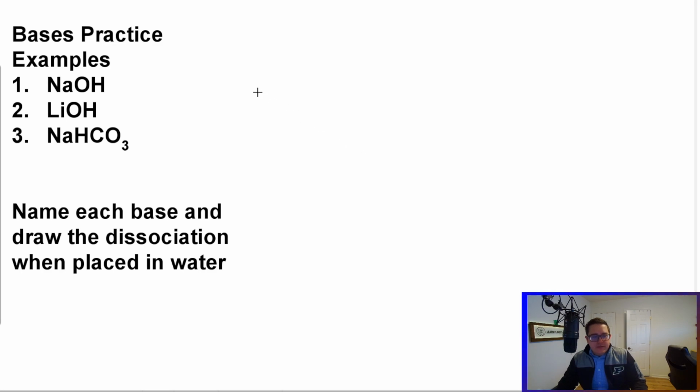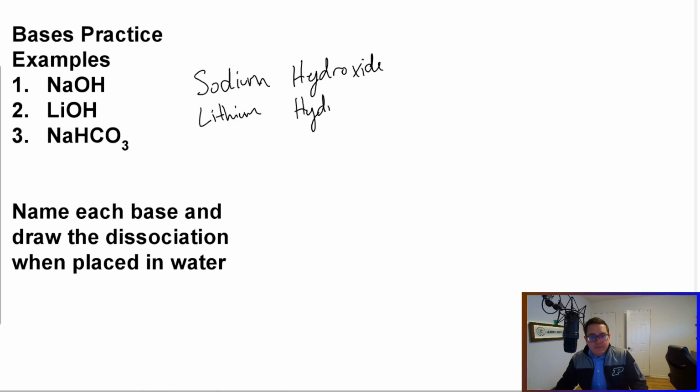Now let's look at naming some of these. And there are no special naming patterns. Yay, no special naming. It's just like you would do all of your other polyatomics. So NaOH would just be sodium hydroxide. You guys should be a champ at naming this stuff by now. Lithium hydroxide. Not too bad. Or sodium carbonate.